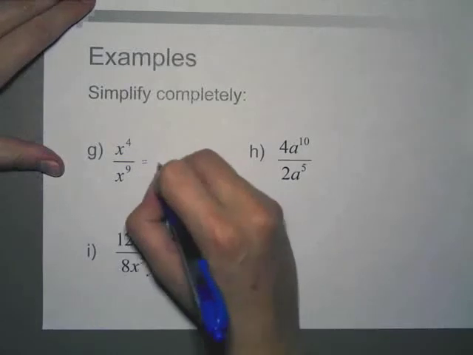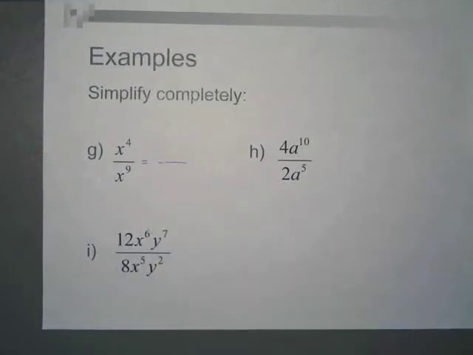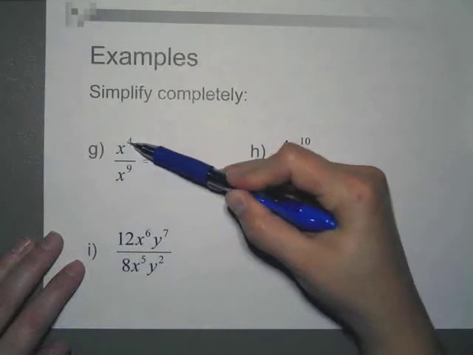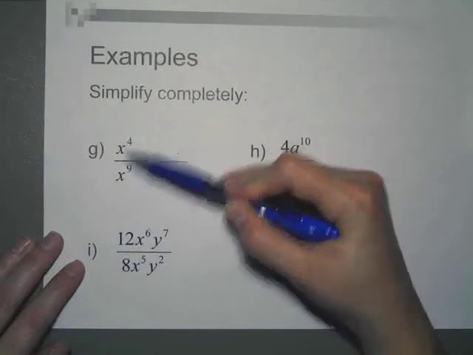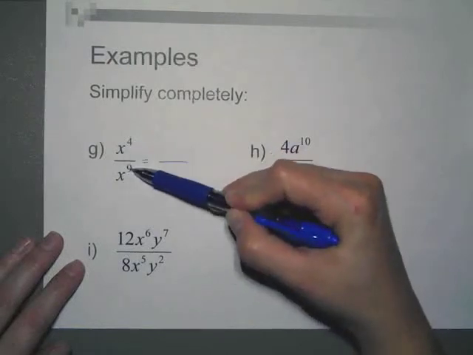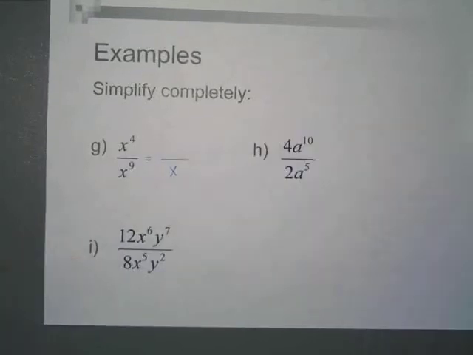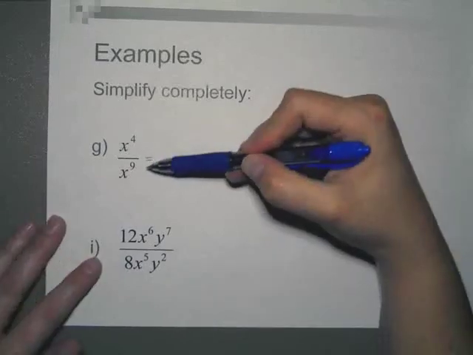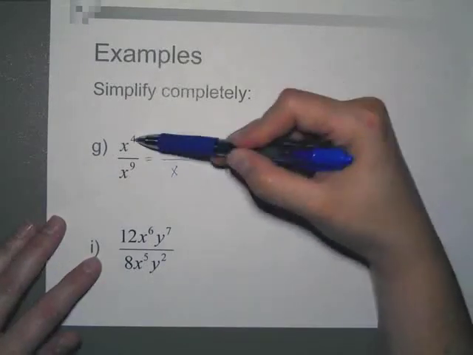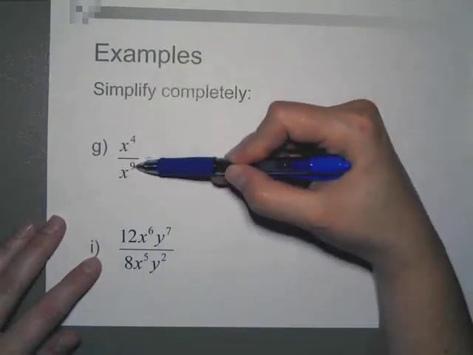The way I like to think about these problems is that the x's are at war with each other. I have x on the top and he has 4 troops with him, and I've got an x on the bottom, he has 9 troops with him. Clearly, the bottom is going to win, 9 troops to 4. The x is going to end up down here on the bottom where the exponent is bigger. But in the process of this battle, they're going to kill each other off. These 4 are going to kill off 4 of these, and only be left with 5.